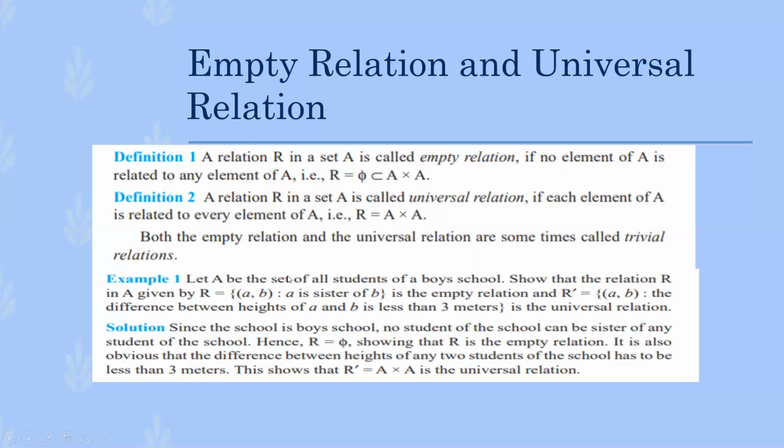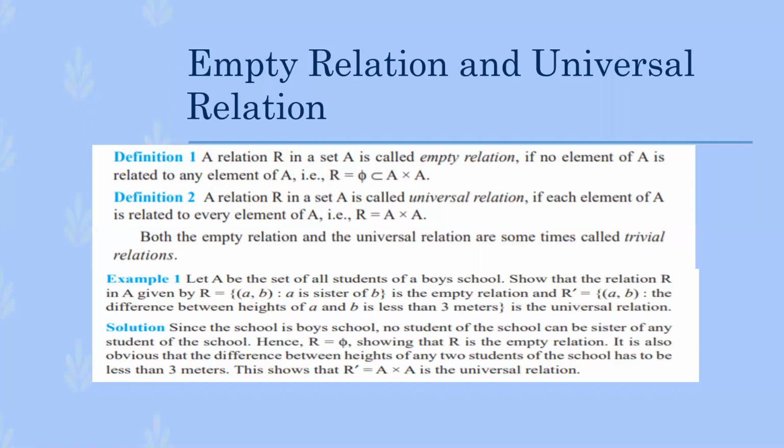Since the school is a boys' school, there will be no girl in the school. When there is no girl in the school, how can any boy be a sister of anybody? A boy cannot. So no student of the school can be the sister of any student of the school. Hence R is equal to ∅.